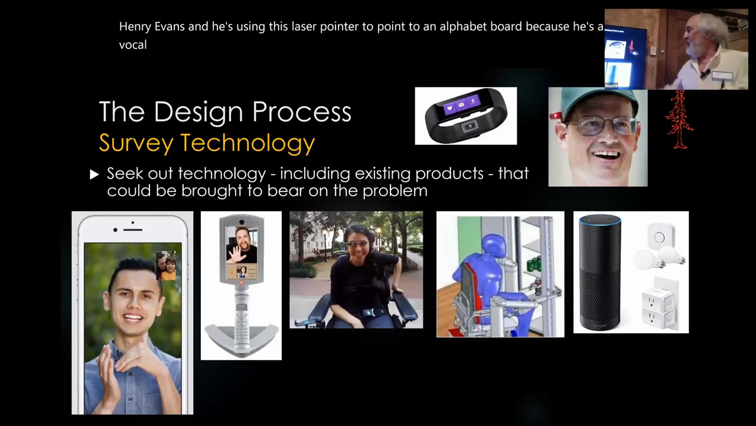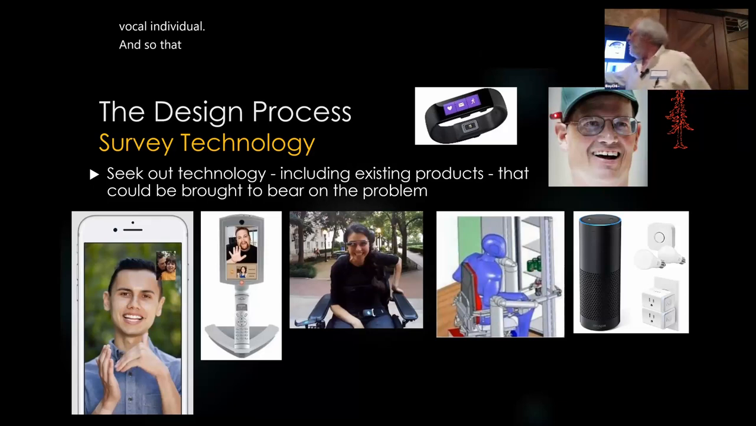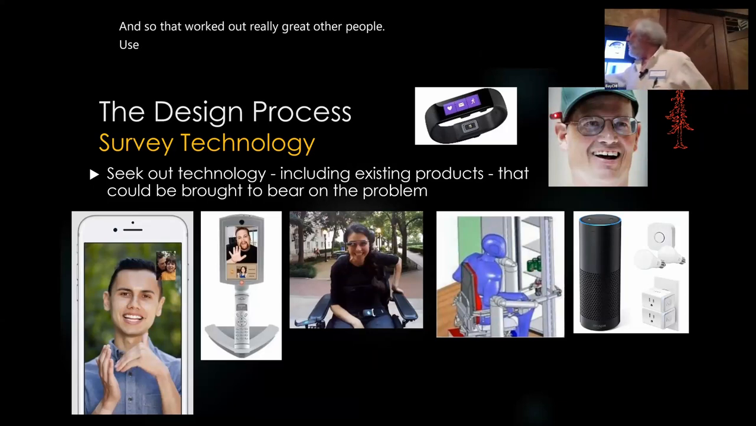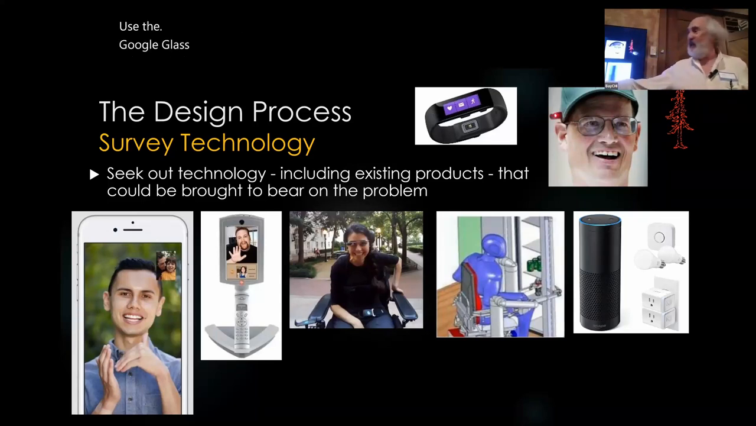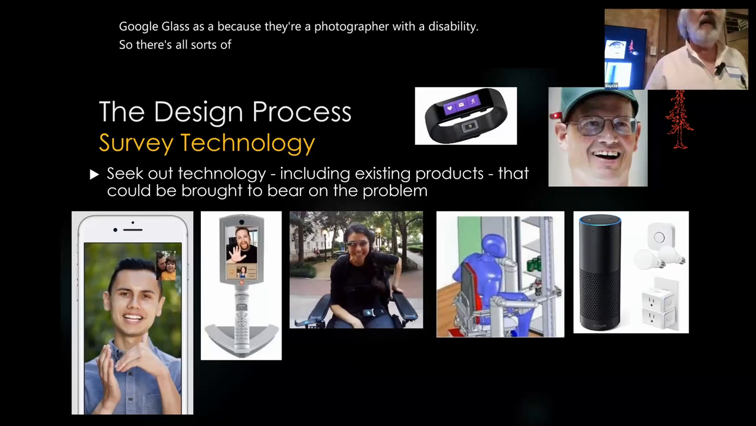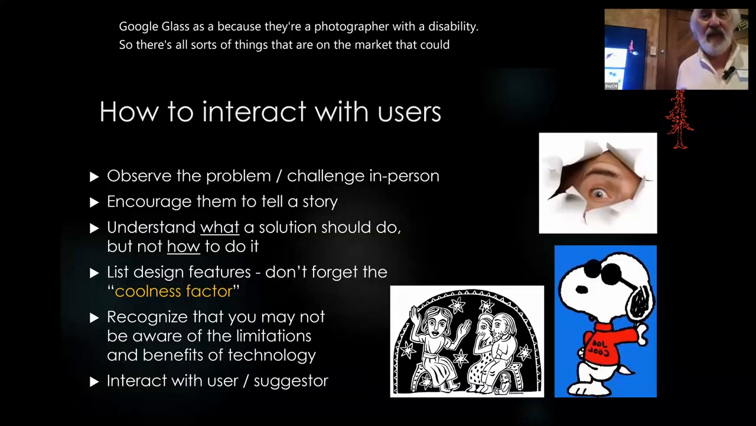So that worked out really great. Other people use the Google Glass because they're a photographer with a disability. So there's all sorts of things on the market that could be adapted for people with disability.